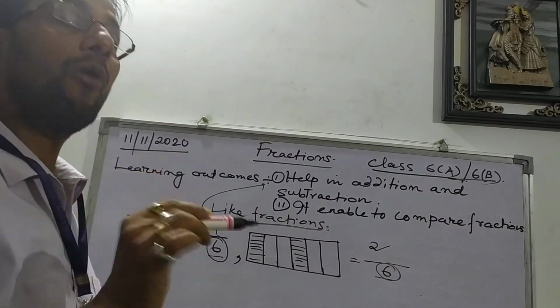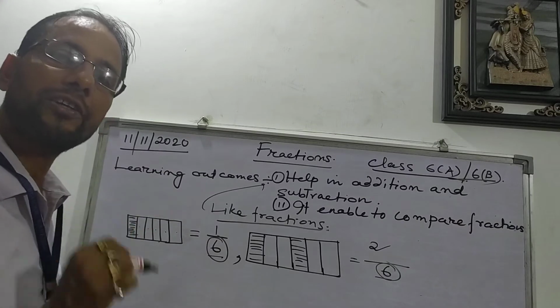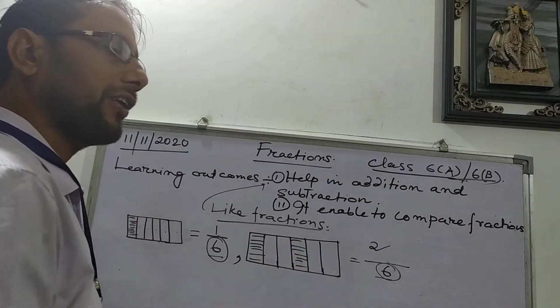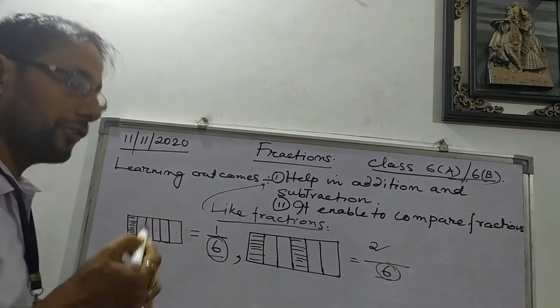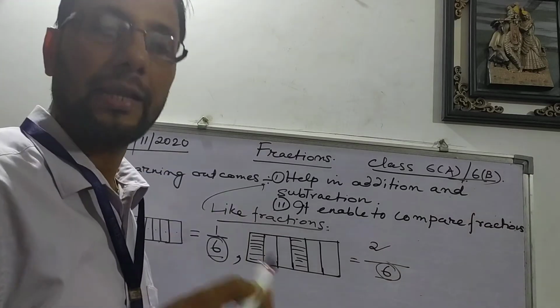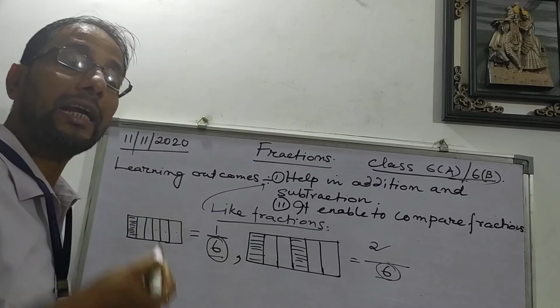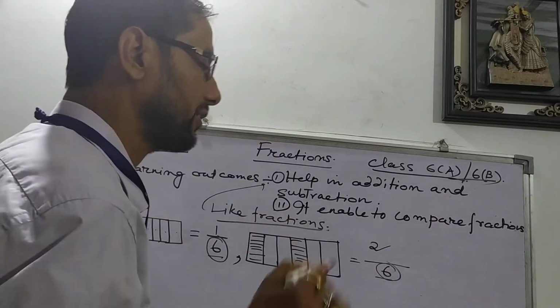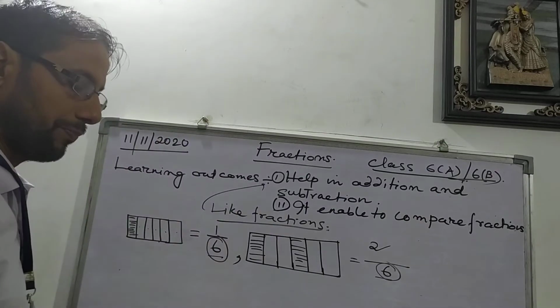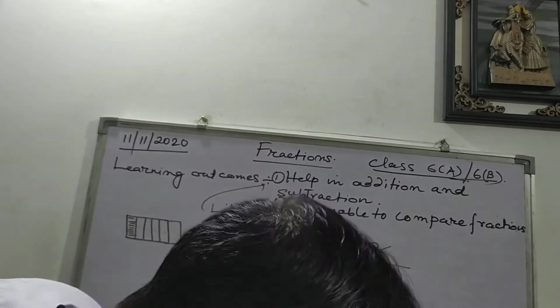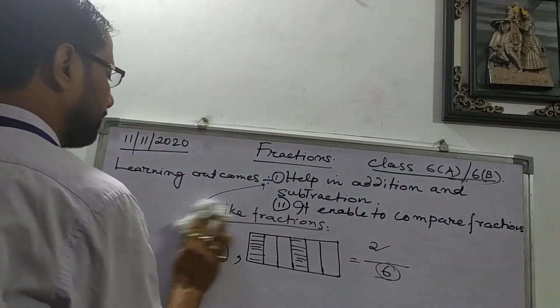It means, how will I convert a fraction into like fractions? How will I add fractions after converting them into like fractions? That will help. So that's why first of all we should learn about like fractions. How can I convert a fraction into like fractions? So students, let me give you some more examples.